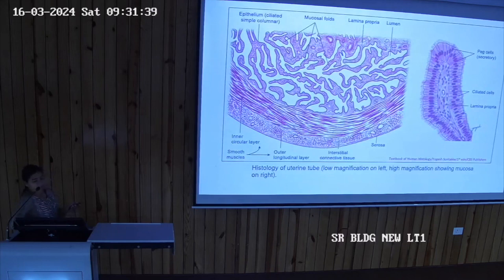So here we can see the mucosal folds in the tube, and this is the muscle layer. The inner one is circular. The outer one is longitudinal. Is it the same anywhere else? Inner circular, outer longitudinal. GIT. Whole GIT?